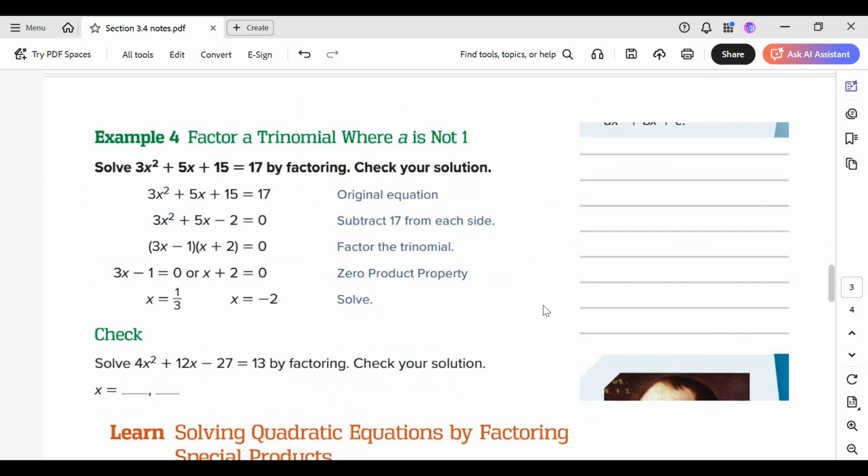Okay, in example 4, it says solve 3x squared plus 5x plus 15 equals 17 by factoring. So in their explanation, they used basically a trial and error method. I'm going to show you another way. So when we start with our original problem of 3x squared plus 5x plus 15 equal to 17, yes, you do start out by subtracting your 17 over. So we become 3x squared plus 5x plus, actually a minus 2.